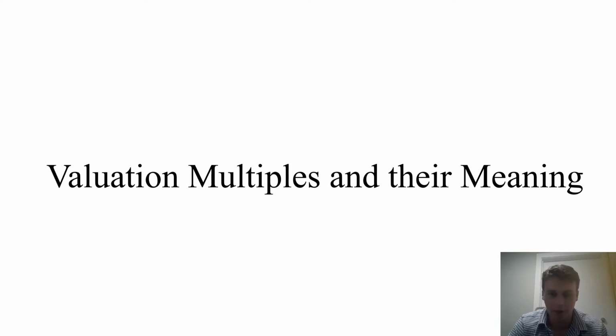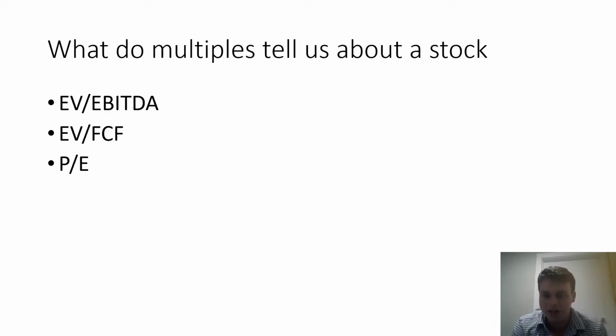But here we go. So what do multiples tell us about a stock? Here are some common multiples: EV to EBITDA, EV to free cash flow, price to earnings. But I think the typical person, if they see a company priced at a P/E of 20 and another at a P/E of 10, might think, oh, a P/E of 10, that's very underrated. The market doesn't think it's going to do so well, but maybe it will. But what is it really telling us about the market's expectations for a company's future outlook?